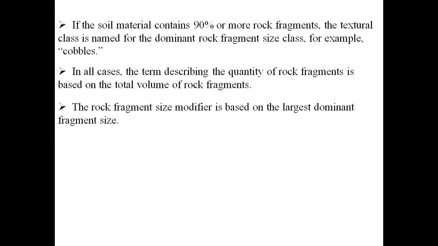And also, students, if the soil material contains more than 90% rock fragment, then the texture class is named by the dominant rock fragment. For example, if cobbles are dominant, then we give the cobble name only. All classes are determined by the quantity of rock fragments only, students. This type of classification is given completely based on how much quantity of rock fragments there is, which we read in the previous slides. And the rock fragment size modifier is based on the largest dominant fragment size. Generally, which fragment size is dominant? If it's a cobble, then cobble.